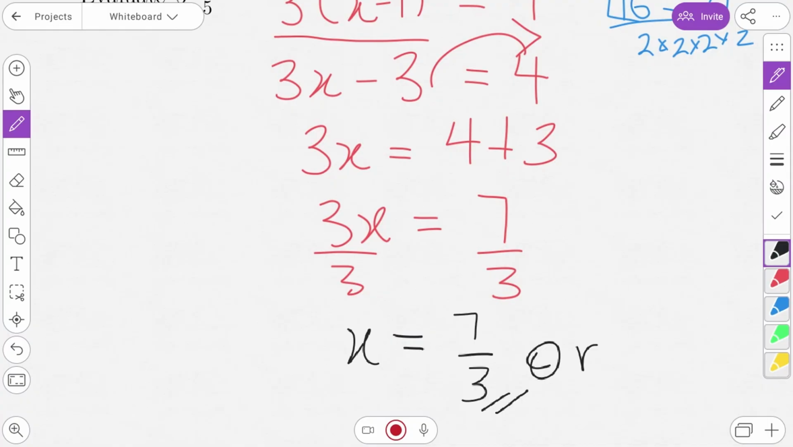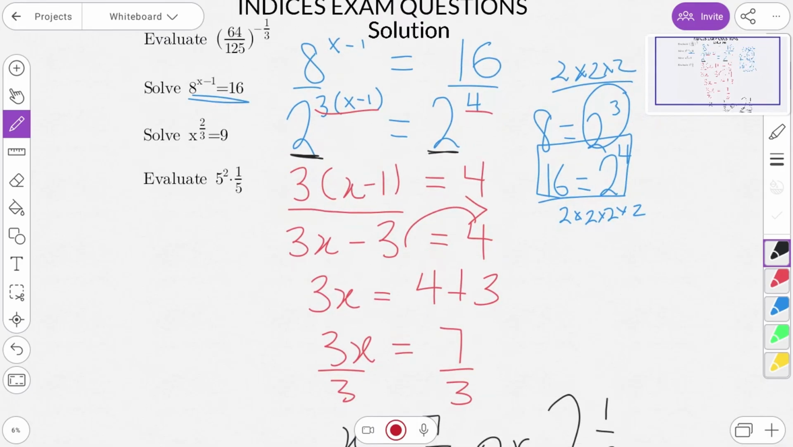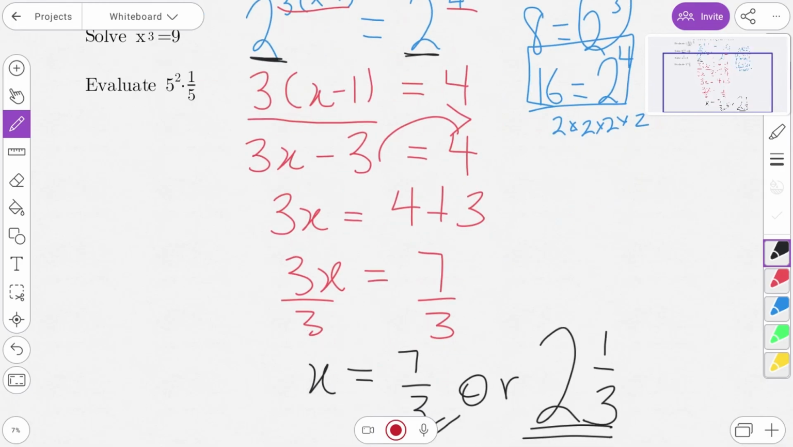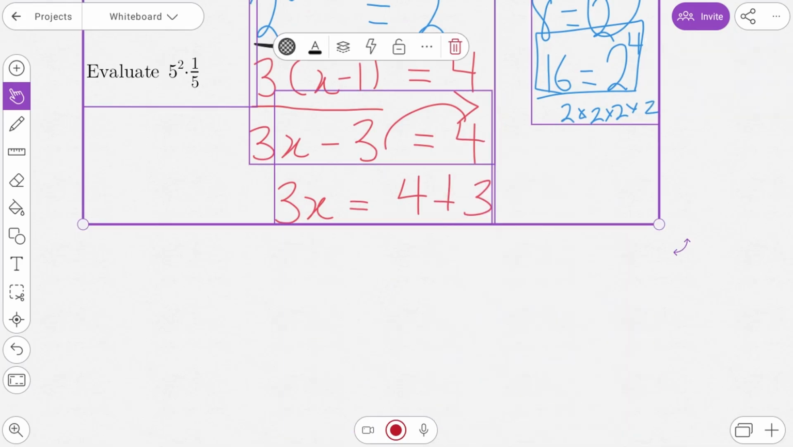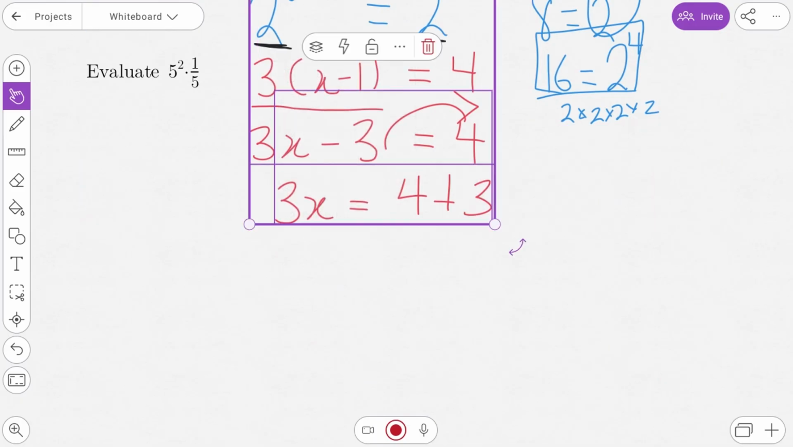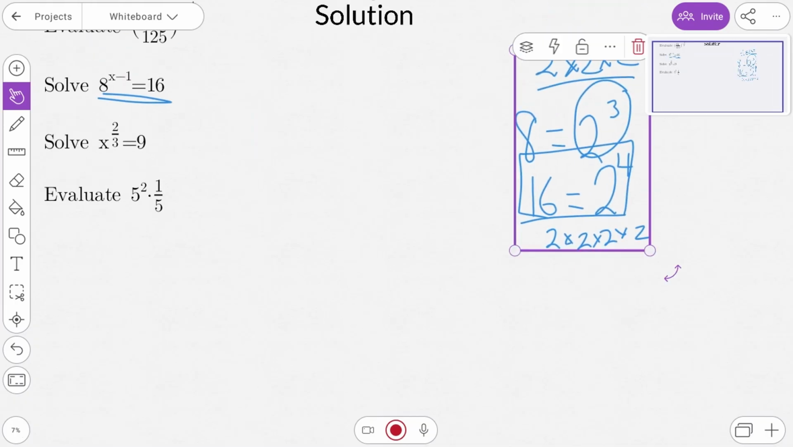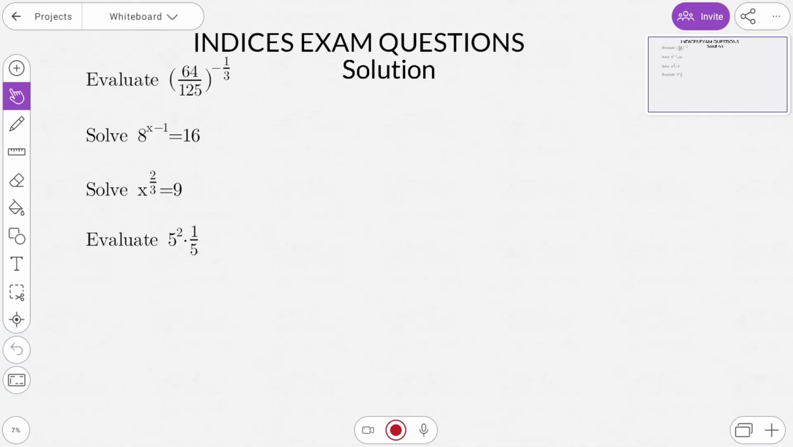Okay, that's the same as 2 whole number 1 over 3. Yes, you can also check on that one on your calculator if you want to confirm. Okay, so now that's how to solve this question as well. So let me clear and we tackle the rest of the questions. That is the third and the fourth one.